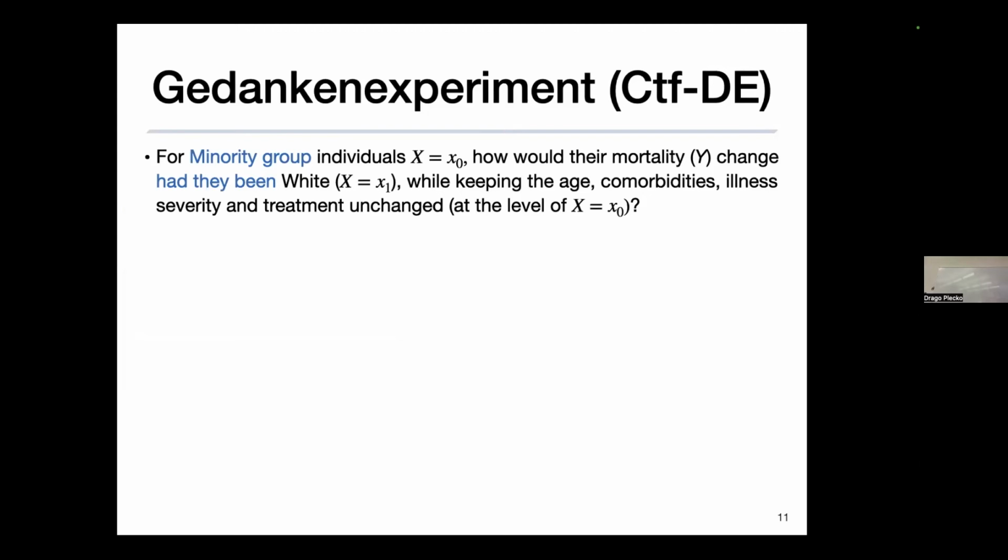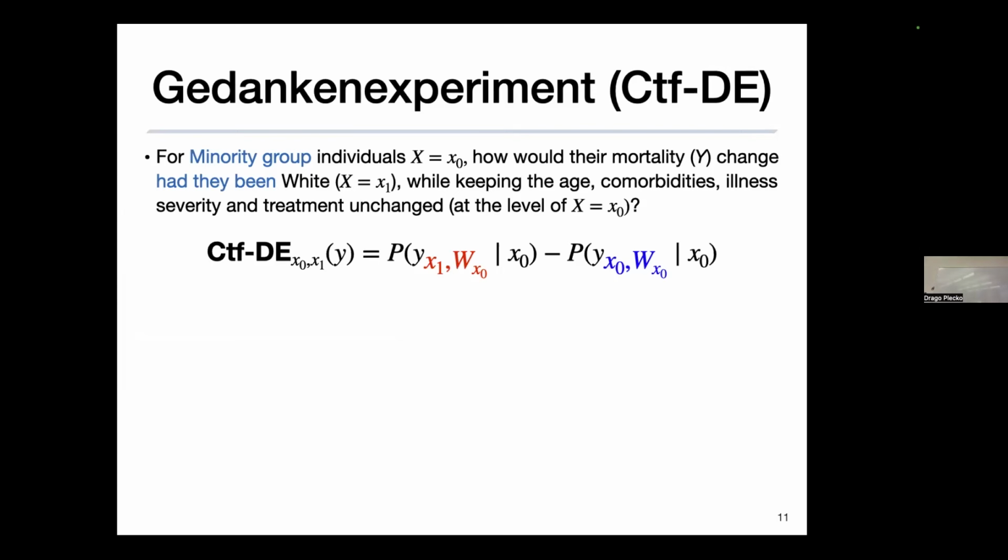So the first question that we ask is, for minority group individuals that correspond to x equaling x0, how would their mortality change had they been white, while keeping the age, comorbidities, illness severity, and treatment unchanged at the level x equals x0? Okay, so this is the thought experiment that I have in mind, written in the notation of potential outcomes, and here highlighting in red versus blue where the differences lie.